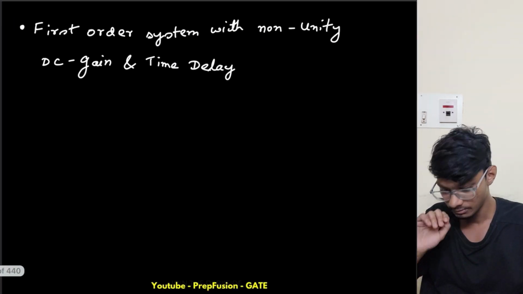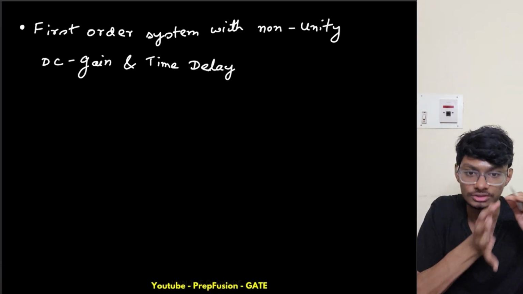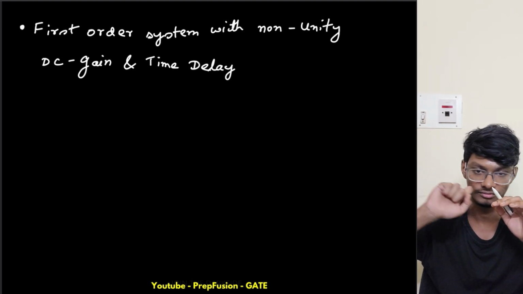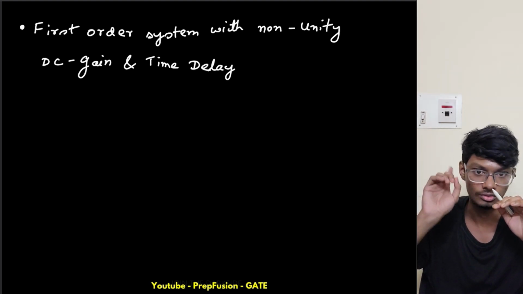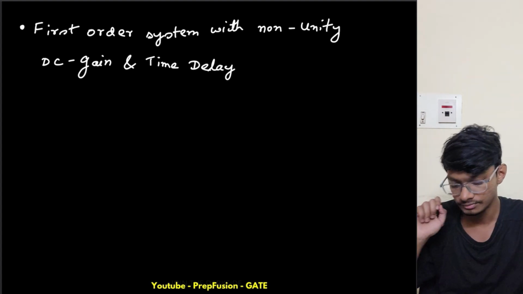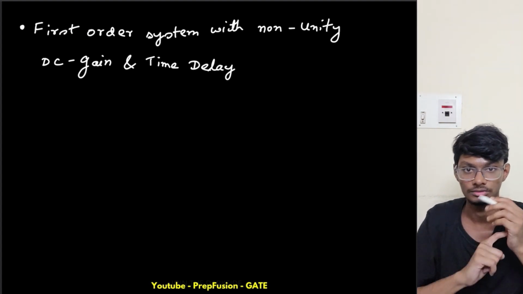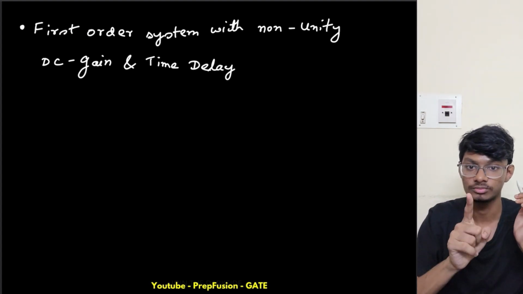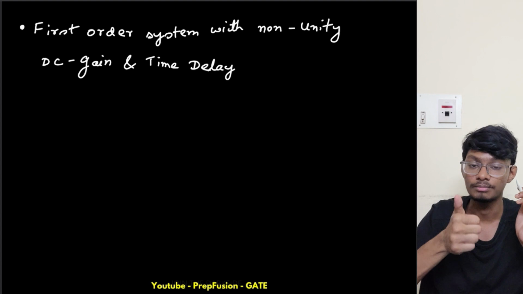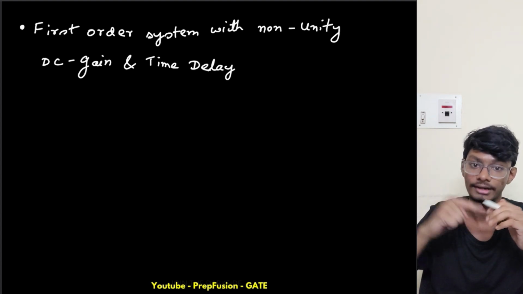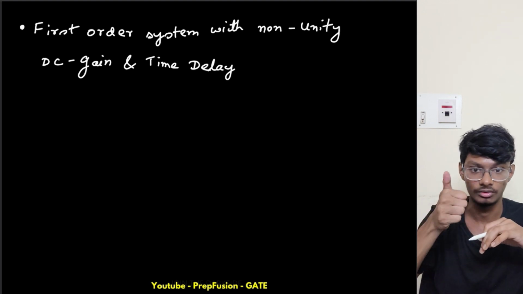Then we did another variation of the first order system. The basic variation was a first order system with only one parameter, that is the time constant. Then we added a DC gain and time delay. How will the response change? The response will be the same only, but it will be scaled in magnitude and it will be delayed, right? That will be the only difference.